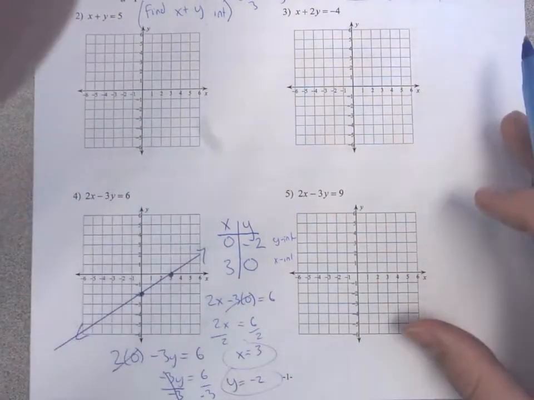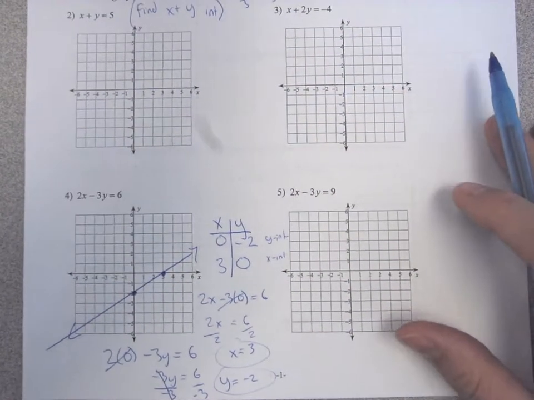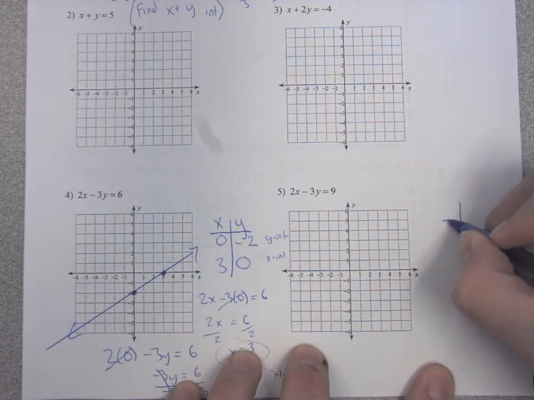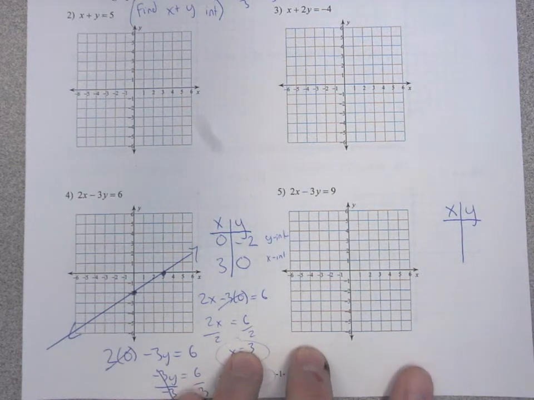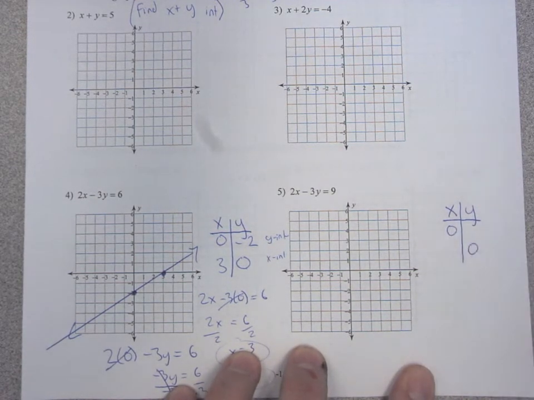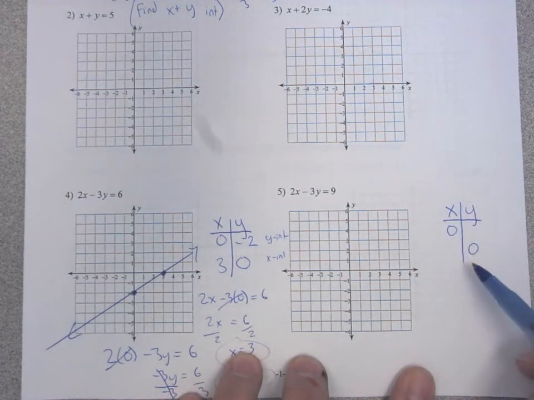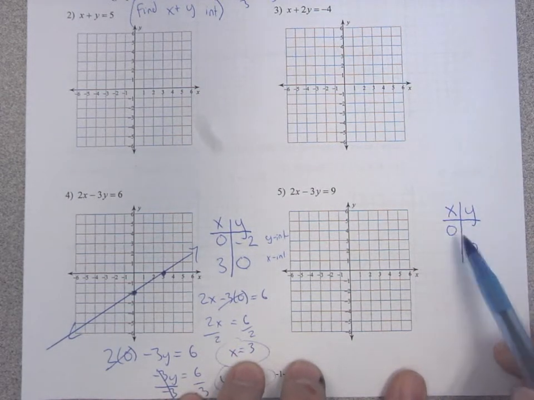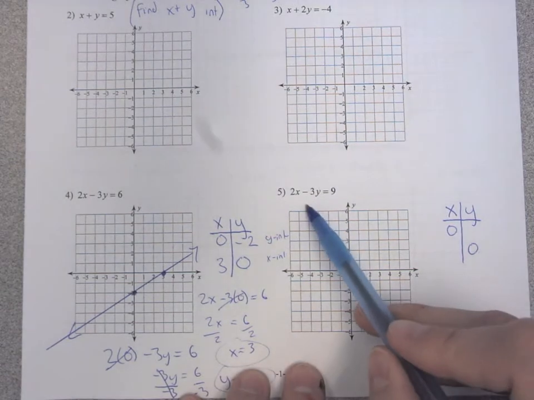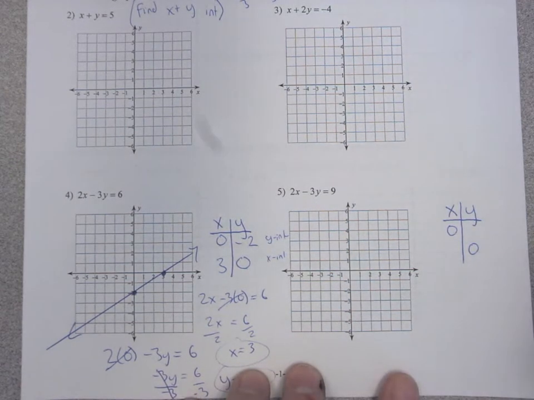We'll do number 5, because 5 has something kind of funky that happens. All right, so same thing. We're going to set it up the same way. All right, x and y. Now I'm going to put a 0 here and a 0 here. So these are going to be 2 different coordinates. One of them is going to have an x of 0. One of them is going to have a y of 0. All right, from there, I just substitute into my equation, and then I see what I get.